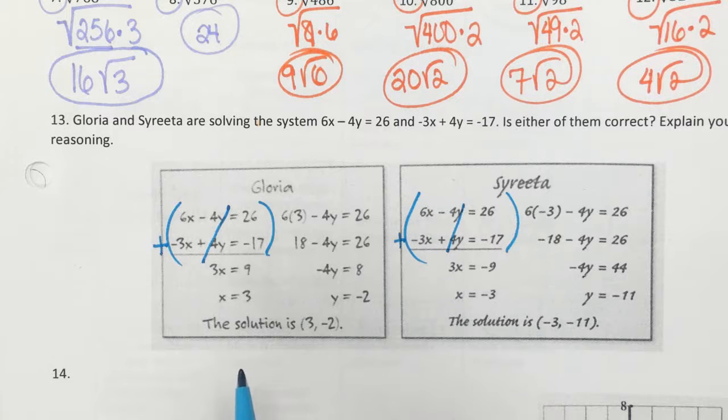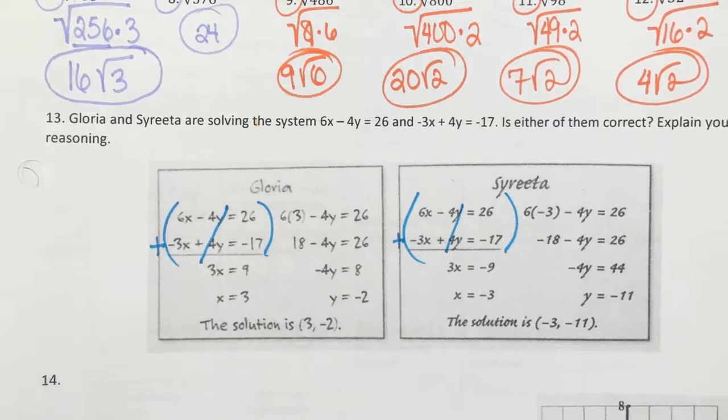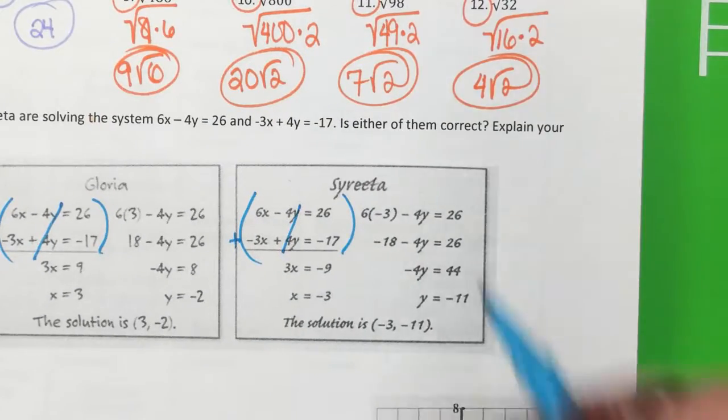And what's 26 plus negative 17? Guys, it's math class. You should have a calculator. Get your calculator out. Positive 9. So right there, you should see who's right and who's wrong. Who's right? Gloria's right. Okay, so let's write that down.